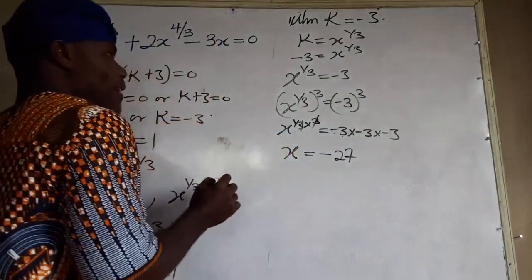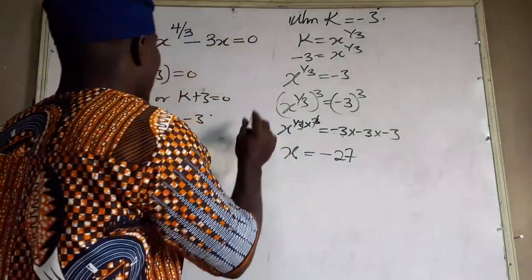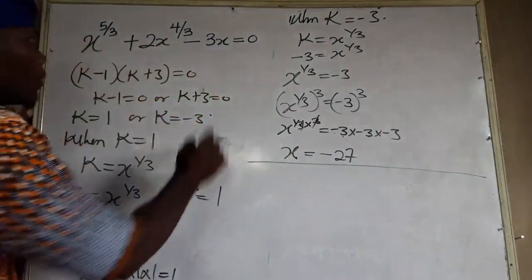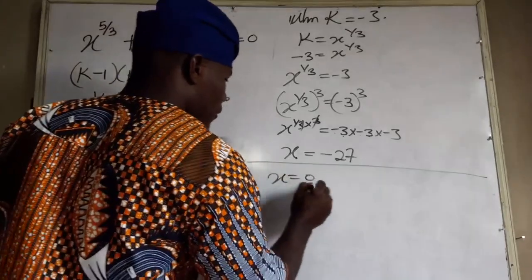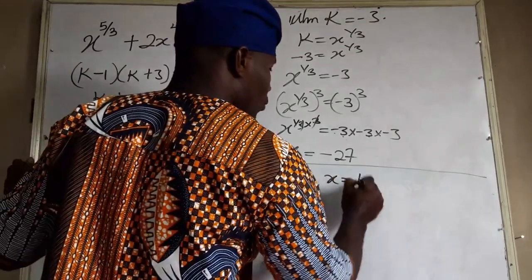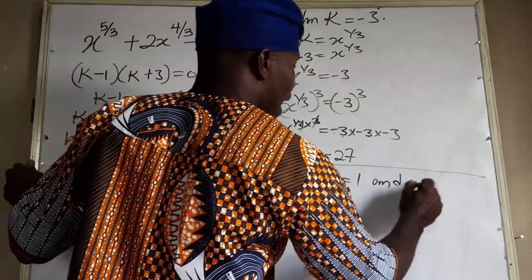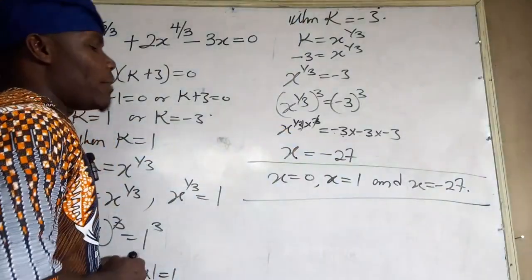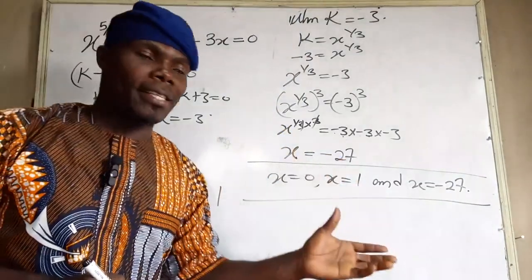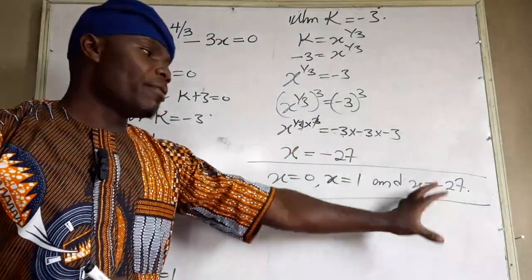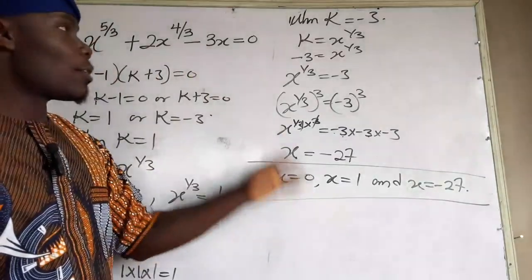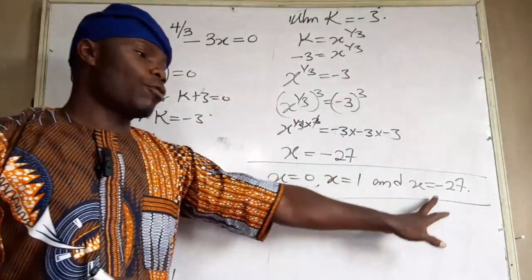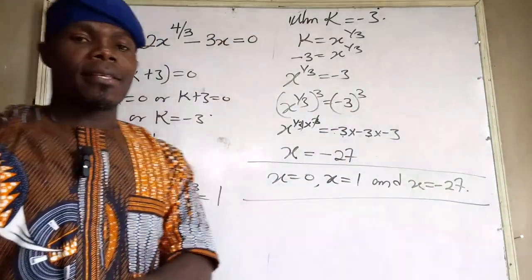So the values of s for these equations are s is equal to 0, s is equal to 1, and s is equal to minus 27. So these are all three possible values. If you put s equal to 0, you get 0. When s is equal to 1, you get 0. And when you put s equal to minus 27, you also get 0.